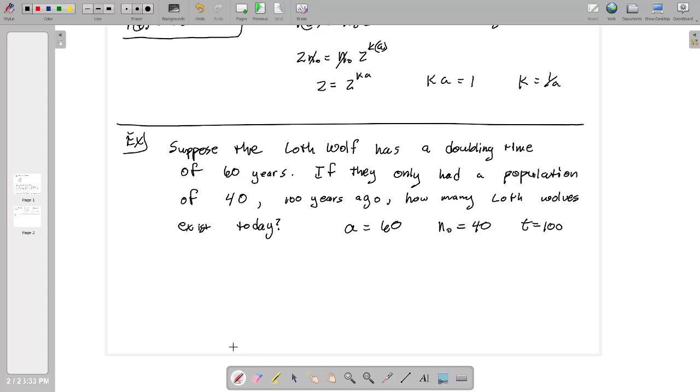First, let's set up the model, and this will be n of t. The population will be 40 times 2 to the t divided by a, which is 60. Now we have t over a because it's n of t. We are looking for n of 100, where our t is equal to 100. So we get n of 100 is 40 times 2 to the 100 divided by 60. This ends up reducing to 5/3. We just need to resolve this from here, and we will be set. And we end up with a population of roughly 127.